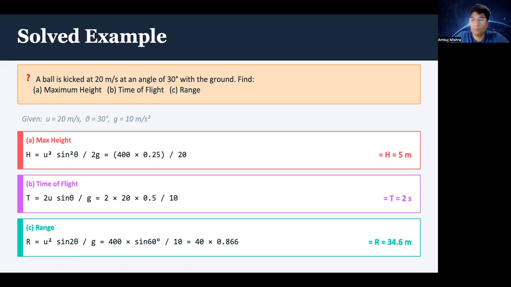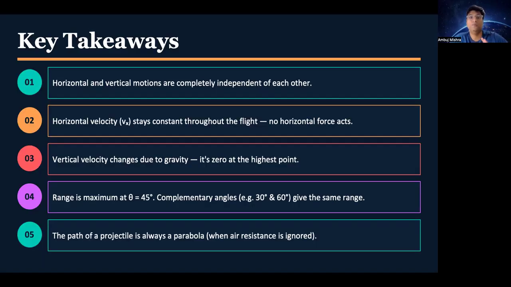Now, before I end my class, I want to give you these 5 key takeaways for this particular topic. One, as we already discussed, horizontal and vertical motions can be completely different from each other. Horizontal velocity stays constant throughout the flight because there is no horizontal force acting on it. Here, we are assuming that there is no air resistance. Vertical velocity changes only due to the force of gravity, and it becomes zero at the highest point because there it flips, right? Range is maximum when theta is equal to 45 degrees.